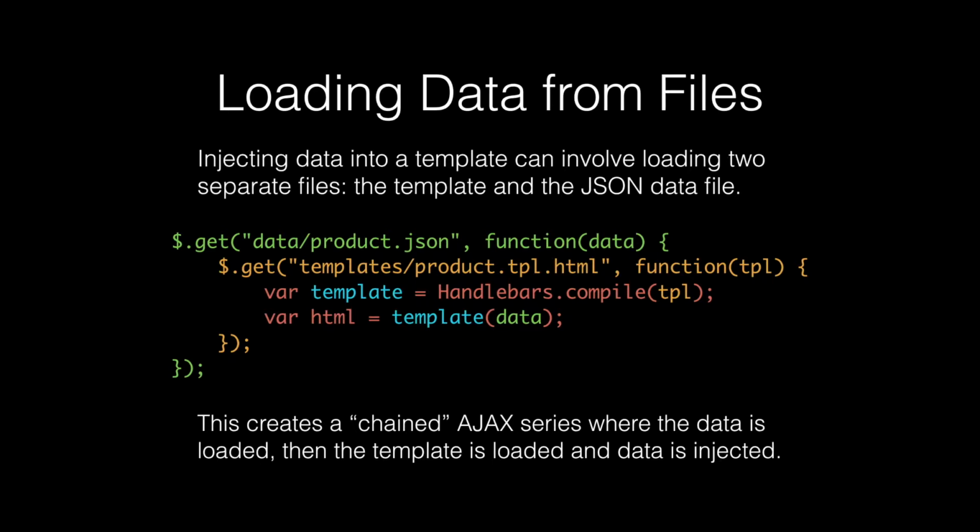So here you can see I've used the same colors as on the previous slides, where green represents the data set. The orangey yellow represents loading the template file itself, and then the light blue is the precompiled template that we're then injecting the data into. So this nested situation is considered a chained AJAX series, where the data is first loaded, then the template is loaded, and finally the data is injected into it.